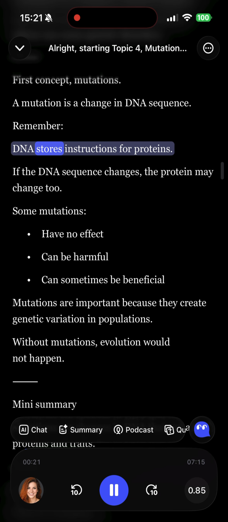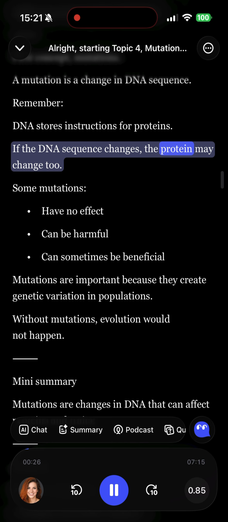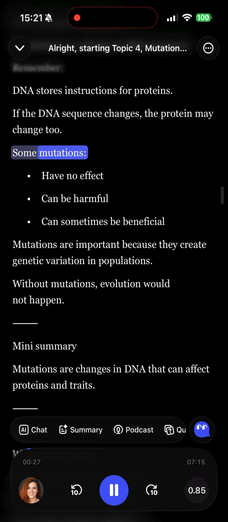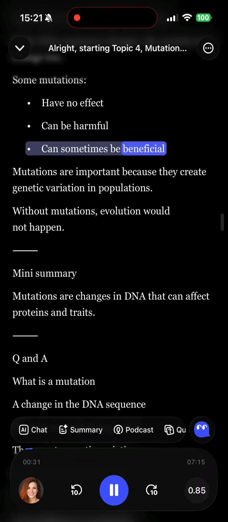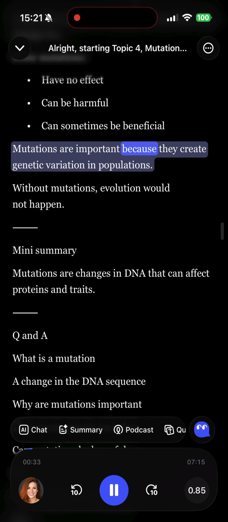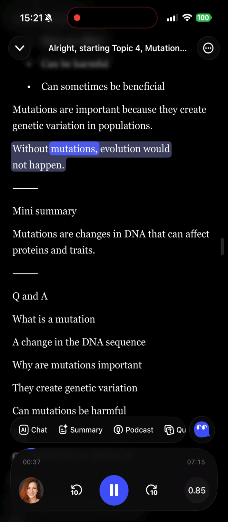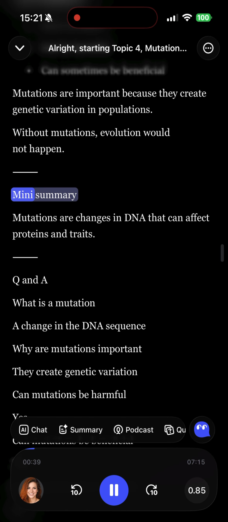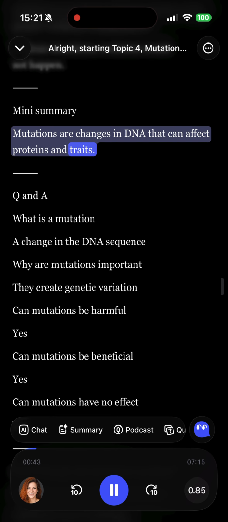First concept, mutations. A mutation is a change in DNA sequence. Remember, DNA stores instructions for proteins. If the DNA sequence changes, the protein may change too. Some mutations have no effect, some can be harmful, and some can sometimes be beneficial. Mutations are important because they create genetic variation in populations. Without mutations, evolution would not happen. Mini summary. Mutations are changes in DNA that can affect proteins and traits.